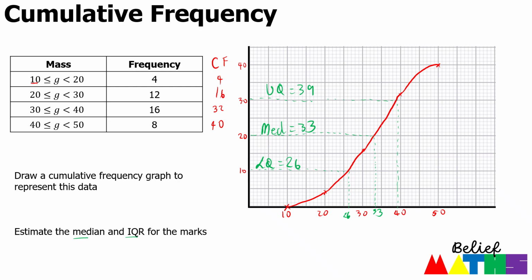So our median is 33, and our interquartile range is our upper quartile, 39, minus our lower quartile, 26, which gives us 13. So our interquartile range is 13, which is essentially the gap here. That's your interquartile range. So remember, take your time with your graph so that it's fully accurate.